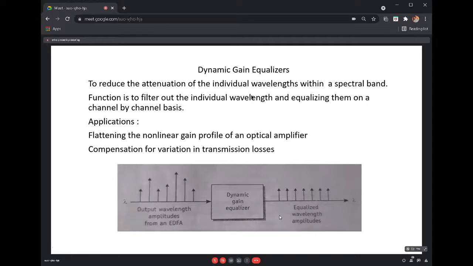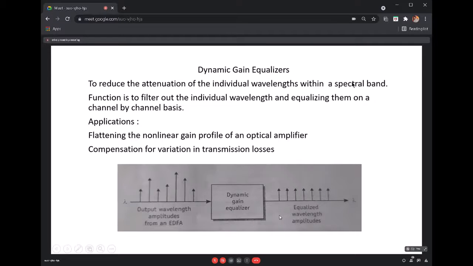This is an extra topic which I am telling you. It is not there in your textbook, and also not in your syllabus, but I am telling you because you need to know devices. When you say optical devices, at that time you need to talk about equalizers also. So that's the reason I am adding this topic. I have not taken it in depth, but anyhow, you need to know that it is basically used to reduce the attenuation of the individual wavelength.